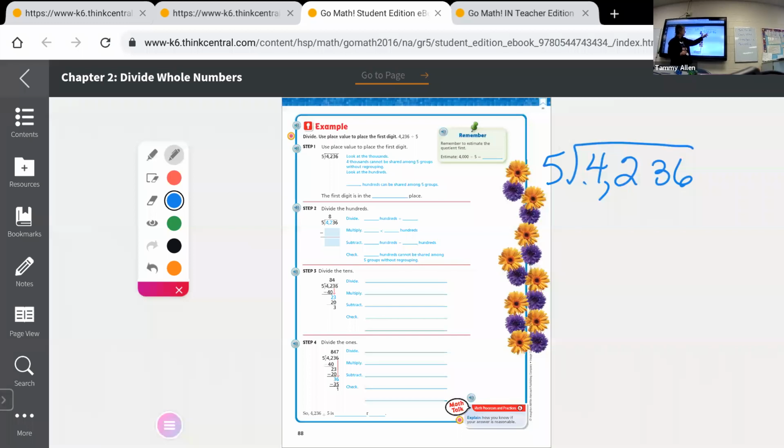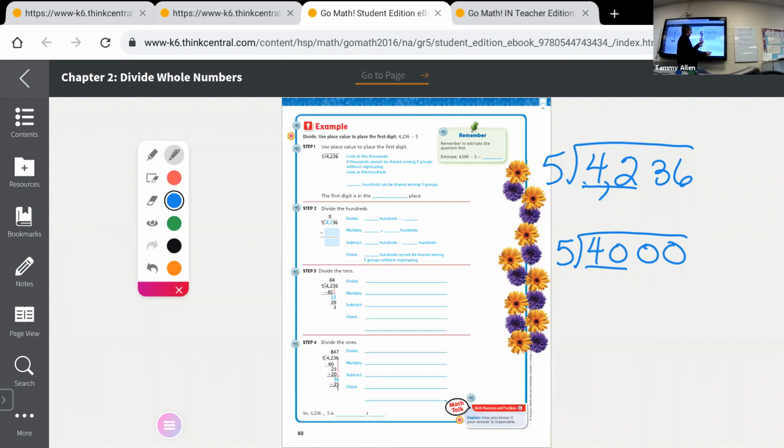Okay? 5 does not go into 4. We look at 5 going into 42. What is the closest multiple of 5 around 42? Okay? 40. So we're going to use 4,000 divided by 5. Does that make sense to everyone? Questions on that? Okay, we use 40 instead of 42. We still have to accommodate for the tens and the ones. Do we understand that? Questions?